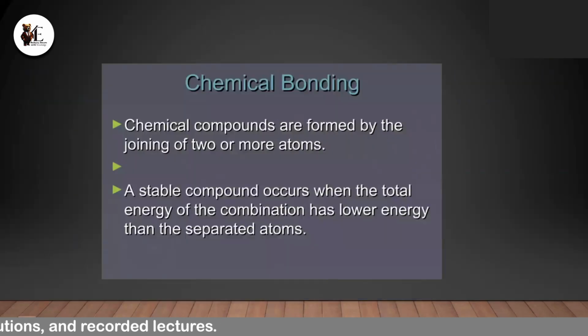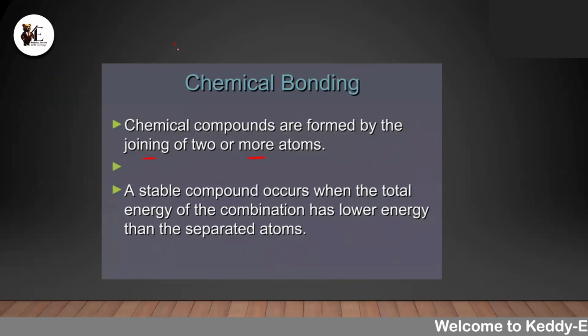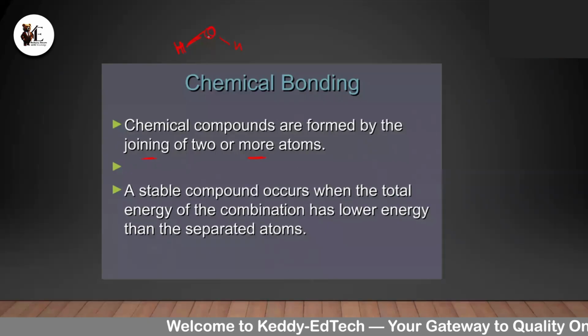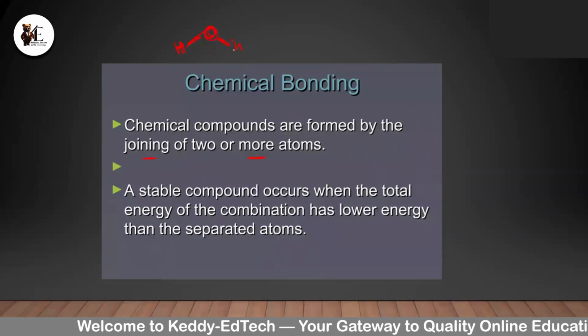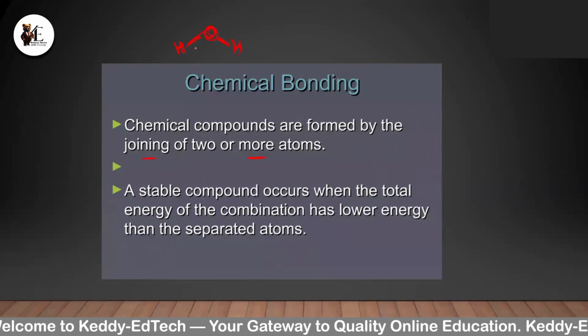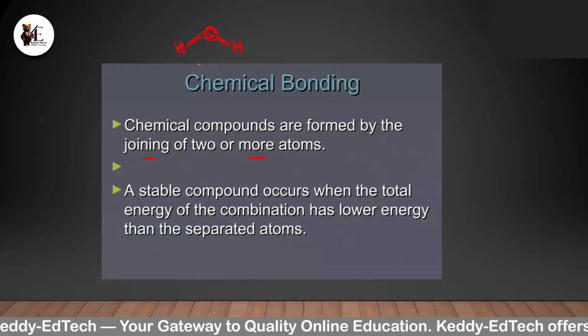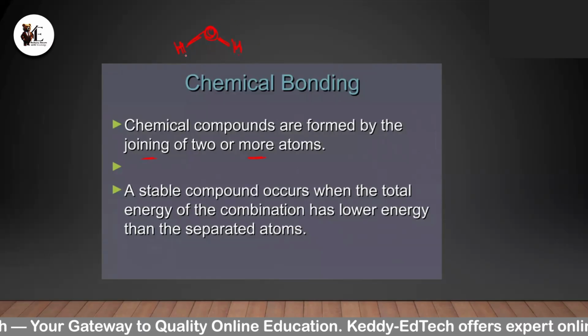So chemical bonds are formed by the joining of two or more atoms. For example, in water, a chemical bond is formed by the joining of two atoms, H and O. Similarly, another bond is formed by the joining of the atoms O and H. So this is chemical bond formation, and this is a chemical compound which is formed by joining of two or more atoms.